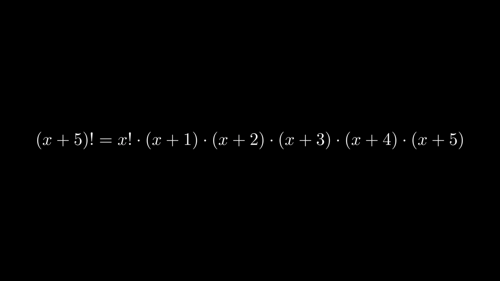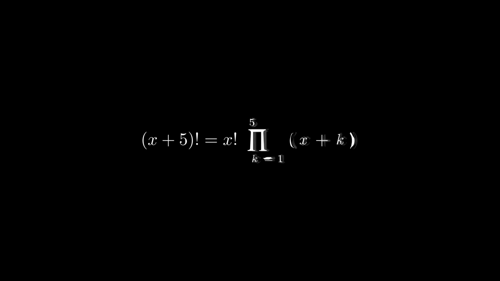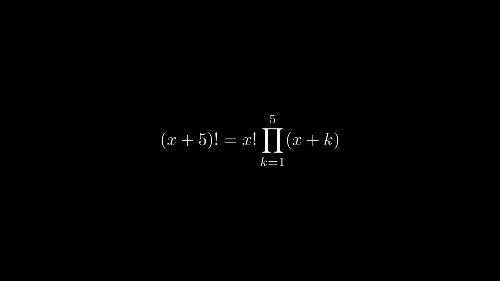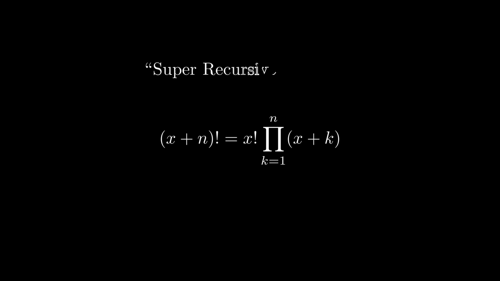To get x plus 5 factorial, we start with x factorial, then multiply by x plus 1, then x plus 2, and keep going until x plus 5. We can condense this process by writing it like this, and finally, since the pattern is clear, I'll just replace the 5 with an n. I like to call this the super recursive formula, but that's not a term you're going to find in a textbook.